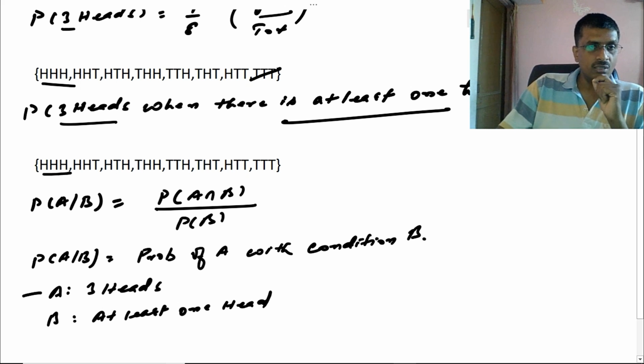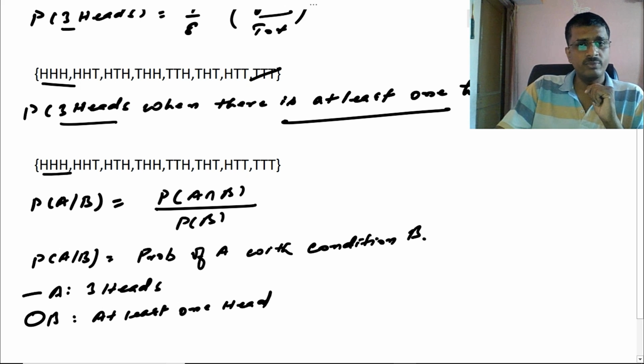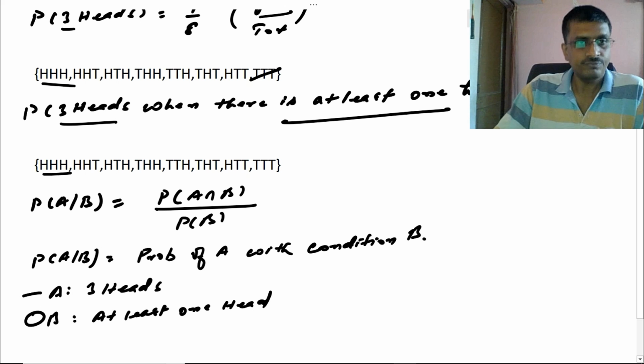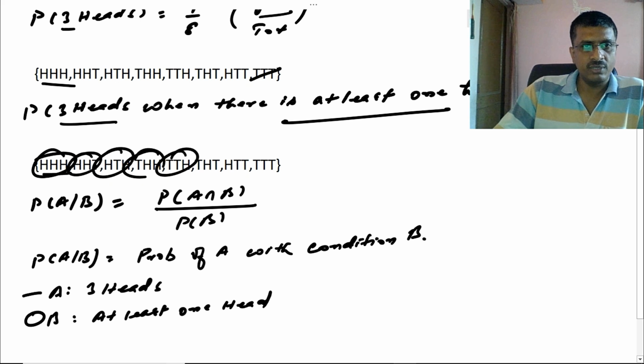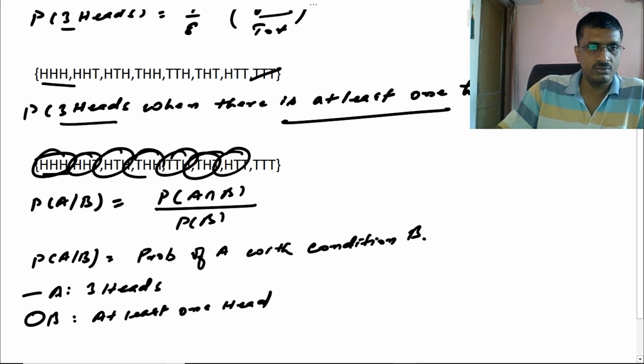Now we'll go and see B. How many are there satisfying B? For B, I'm going to circle elements for you. And as I can find, except this triple T, everything satisfies it. What basically we want is at least one head. So we have a head here as well as here. In all these cases, we have at least one head, right? Except the last one. So let's ignore that.